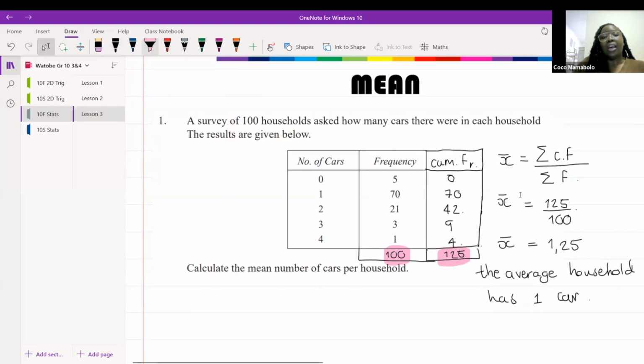It says, a survey of 100 households were asked how many cars there were in each household, right? So if we survey, let's say, a neighborhood, and there are 100 houses in this neighborhood, then that tells me that at least every household should have one car, based on the information they've collected around these 100 households. That's the idea behind what's happening in these kinds of questions.